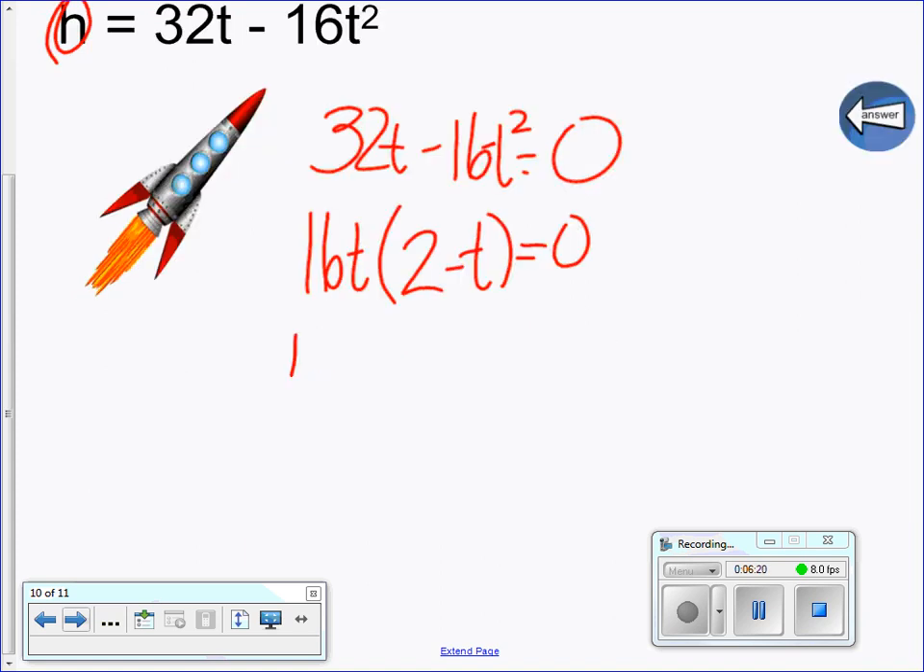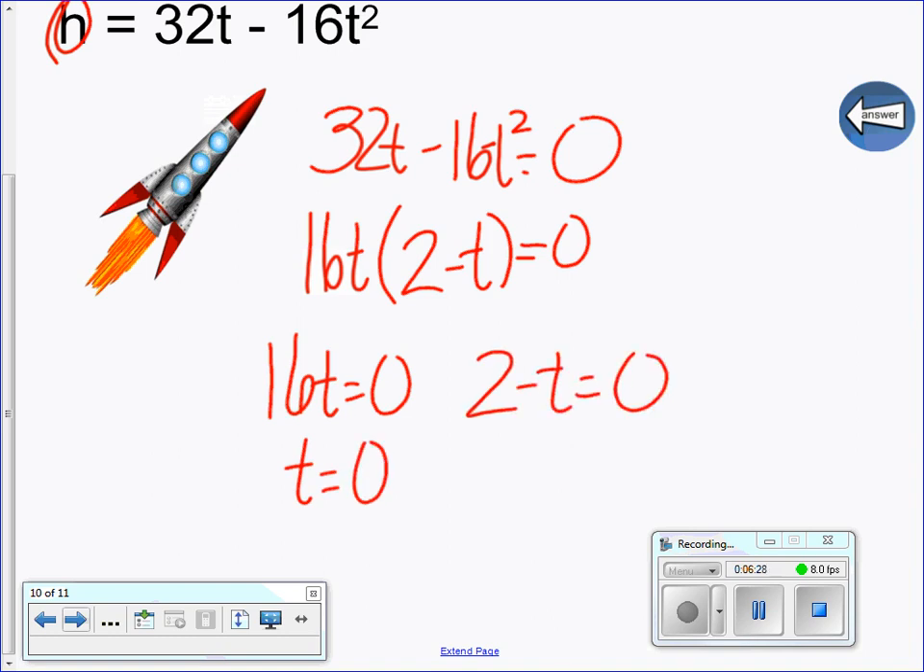Then I'm going to set them each to 0. 16t equals 0, so t equals 0. And 2 minus t equals 0. Negative t equals negative 2, so t is equal to 2. So my choices for how long it's in the air is 0 seconds or 2 seconds. And since it left the ground, it can't be 0 seconds, so my answer has to be 2 seconds.